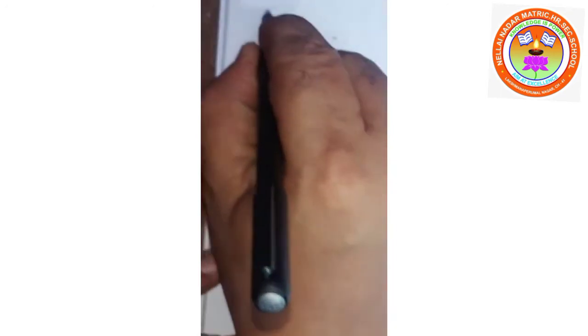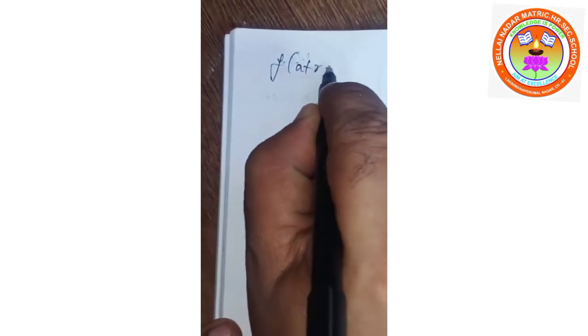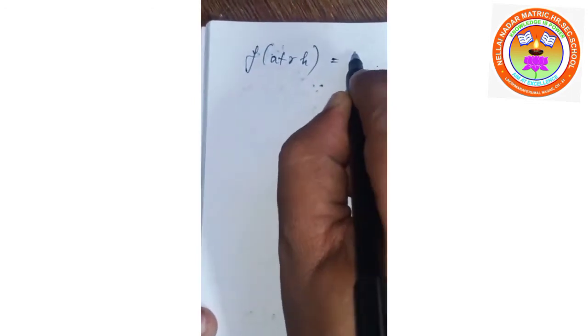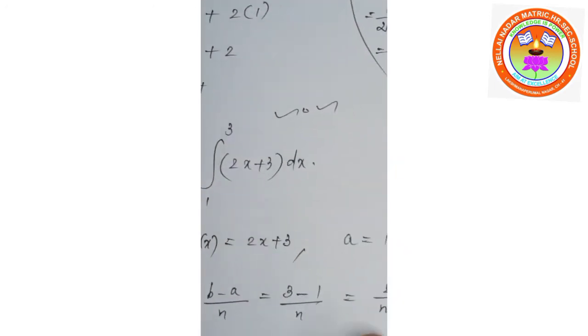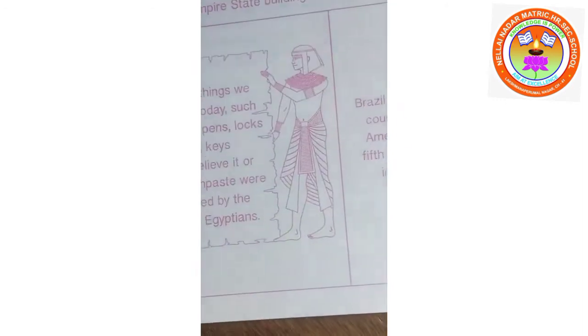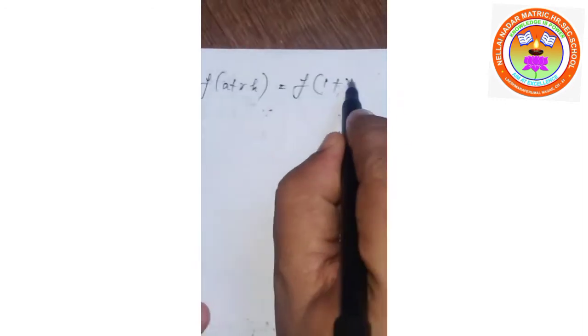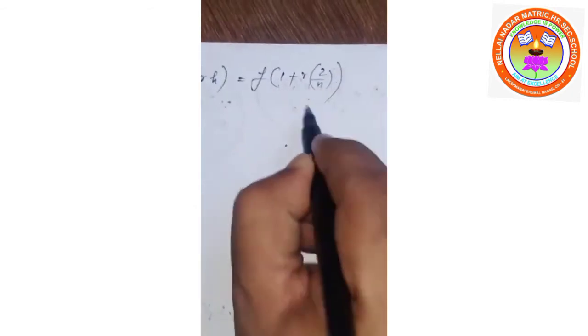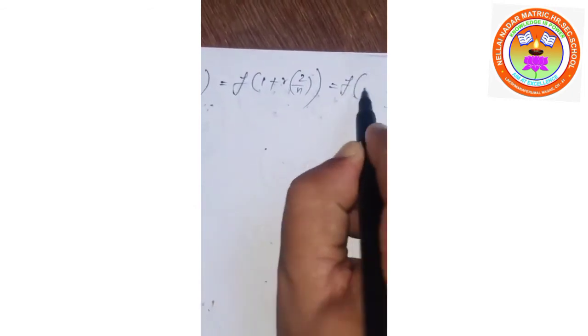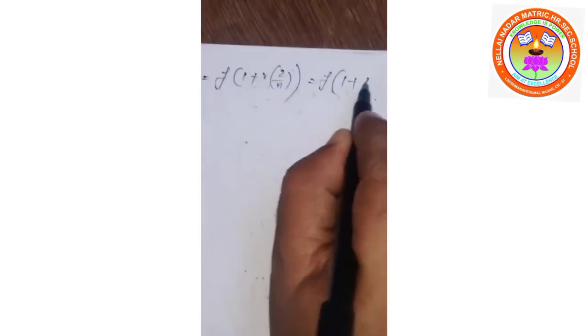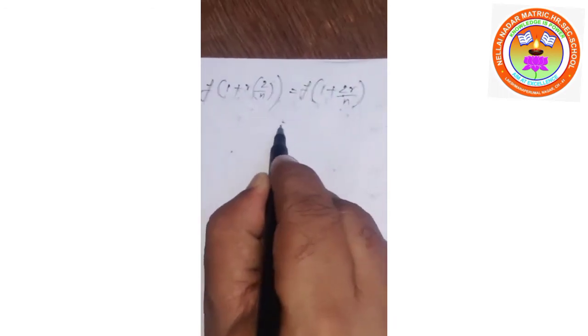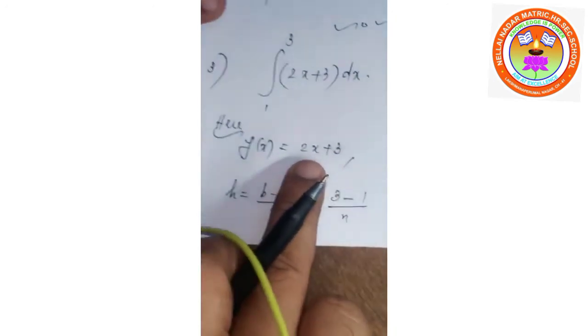Then you have to find f of a plus r into h, which equals f of 1 plus 2r by n. What is f of x? f of x equals 2x plus 3.